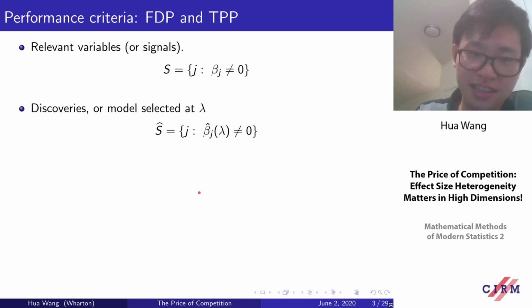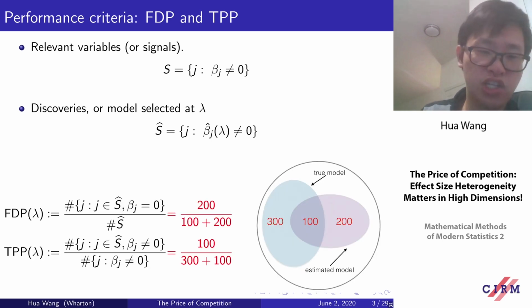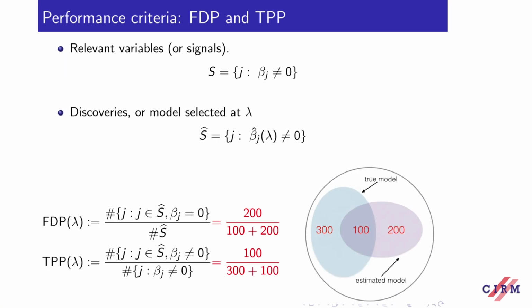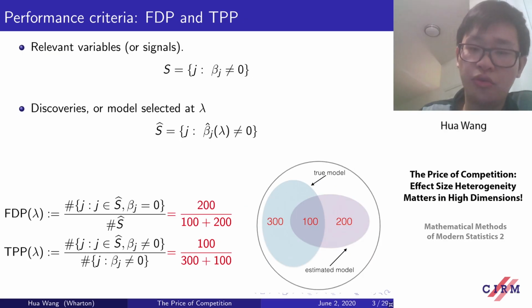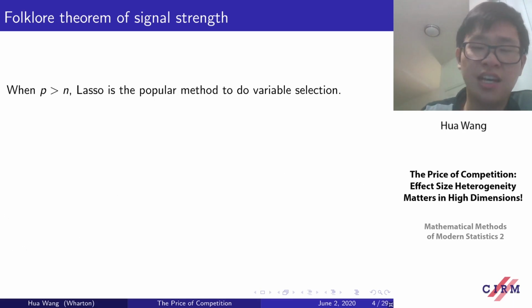We define the discoveries of a model selector at some hyperparameter level lambda as S hat, those variables that have non-zero regression coefficients. With those two terms, we can define FDP and TPP. FDP, intuitively speaking, is the type 1 error, and TPP is a kind of power. The false discovery proportion is the ratio of the number of false discoveries among all discoveries. The TPP is the ratio of the true discoveries among all true variables. So that is the criteria.